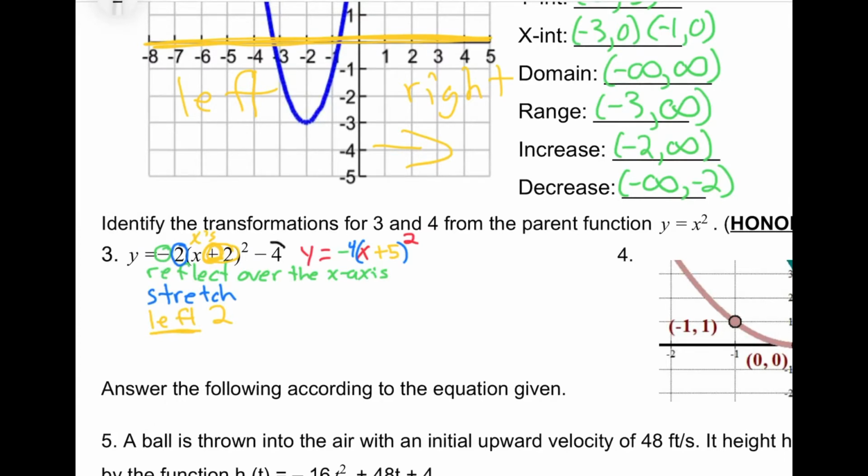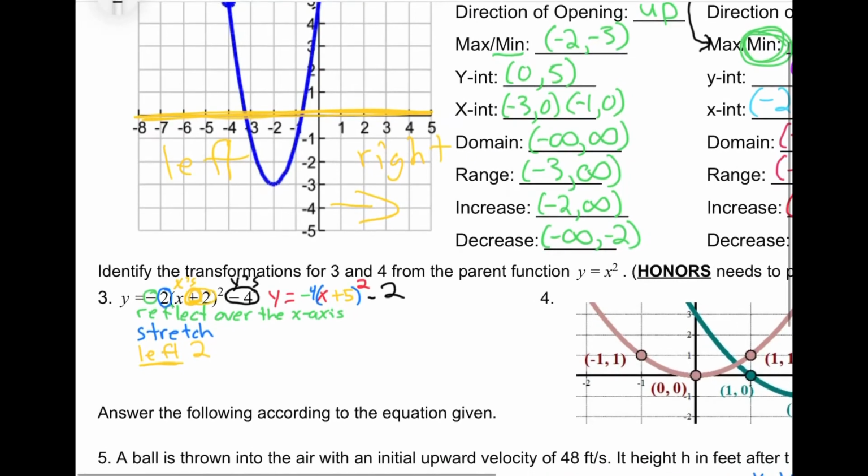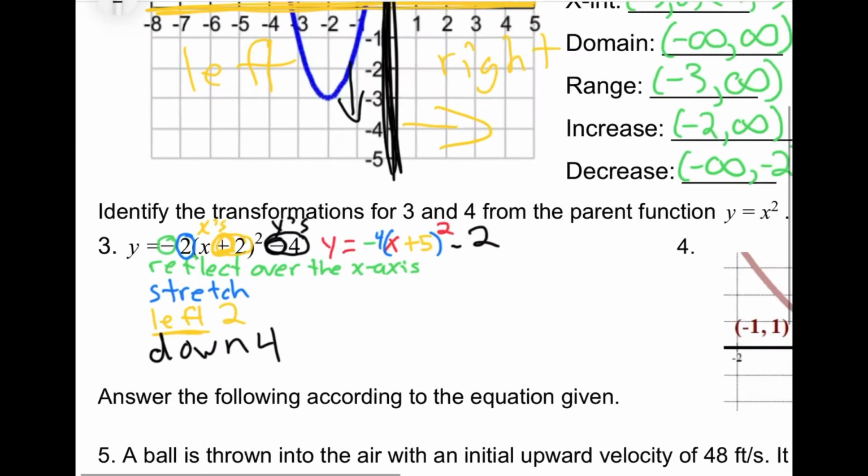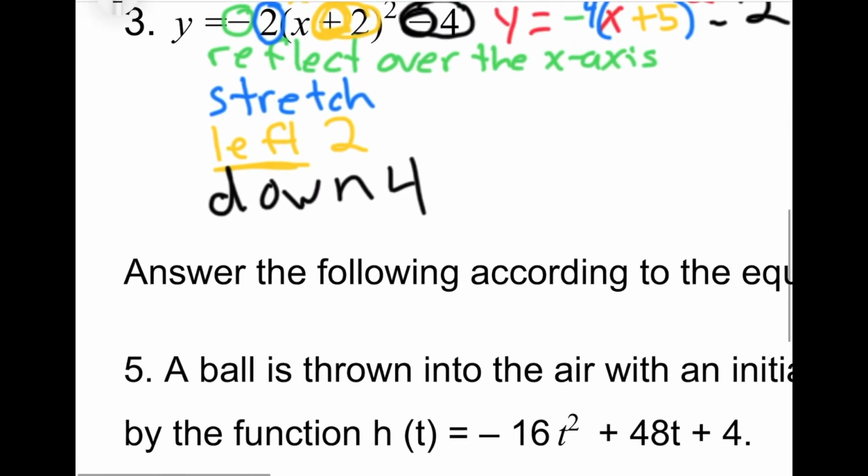Now, for the last thing that is thrown out there, what if we had negative 4? Or similar, let's say negative 2. Negative 4 on the outside affects the y's. So if we're looking at the y-axis, which is that up and down axis, we're going to be obedient because it's on the outside of the parentheses. Negative numbers are down, so we're going to be moving down. So those would be the 4 transformations for number 3.